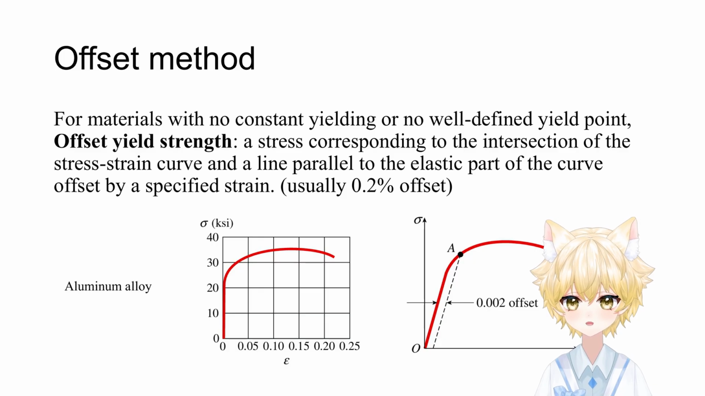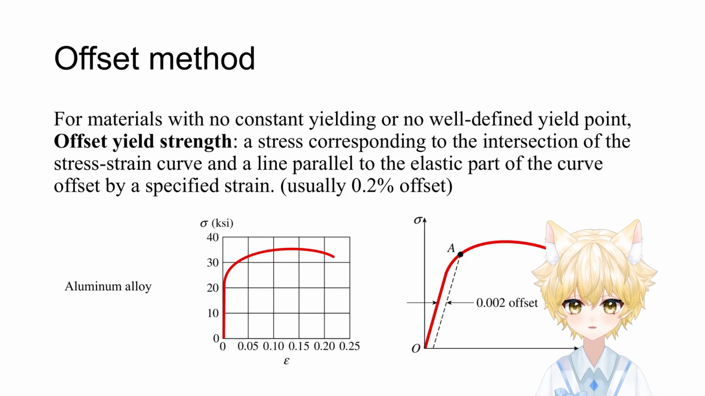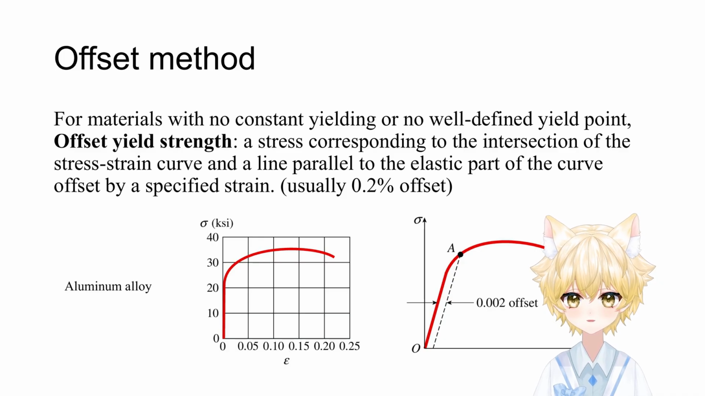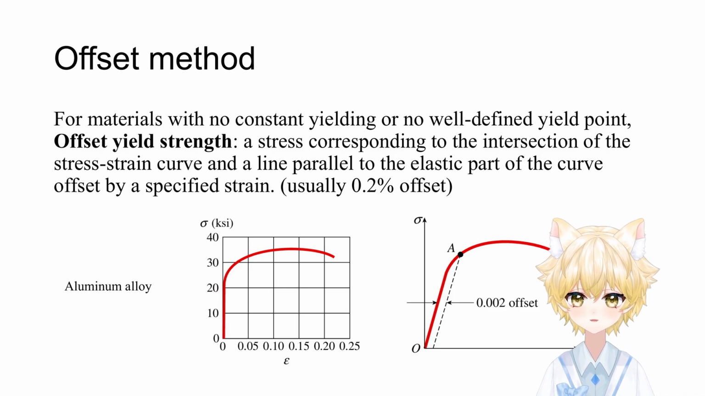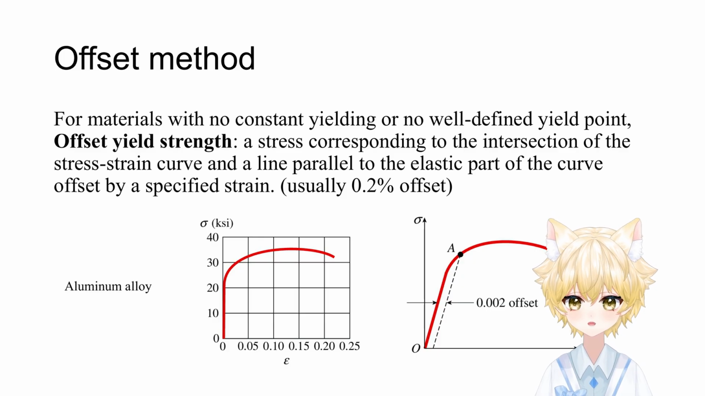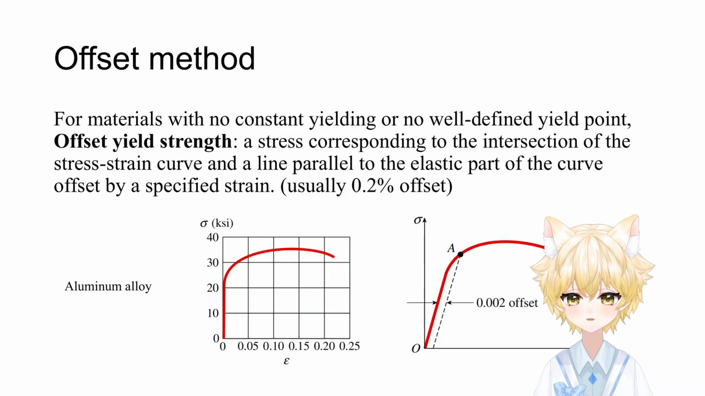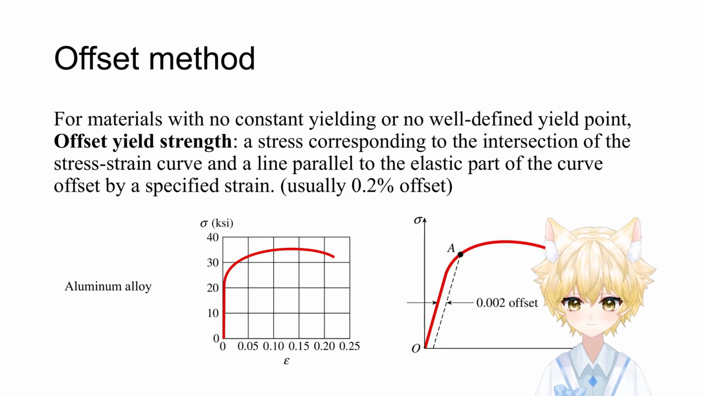In this case, we need a practical definition of yielding. This is where the offset method comes in. The idea is very simple. We take the elastic portion of the stress strain curve and draw a line parallel to it. Then we shift this line horizontally by a small specific strain value, usually 0.2% or 0.002 strain. The point where this offset line intersects the stress strain curve is defined as the offset yield strength.